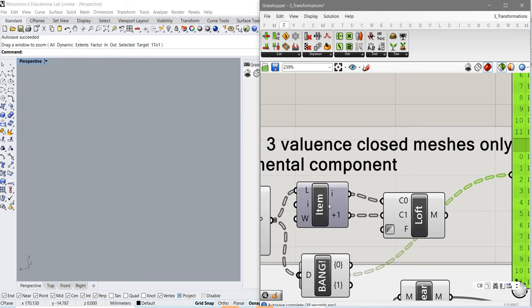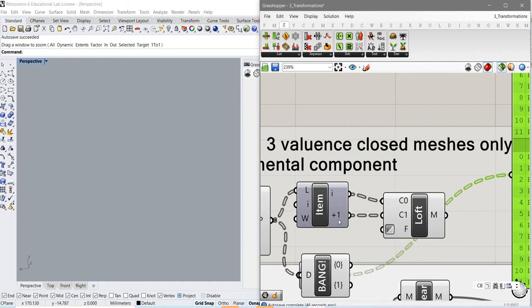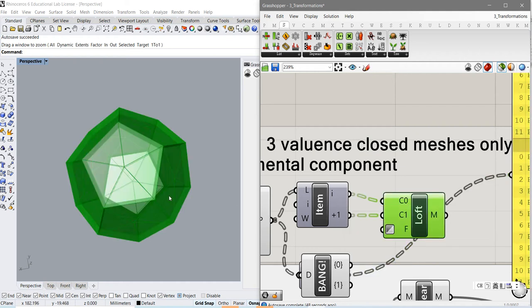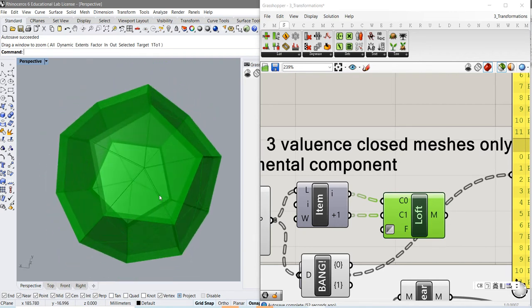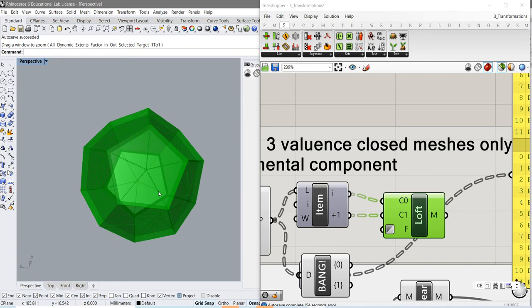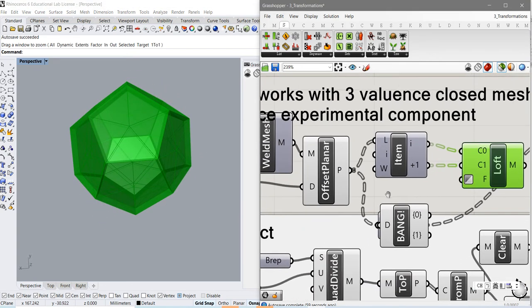So with this, we can take the inside polygon and also the outside one, and then make a loft of them. So in this way, we create all these panels as pentagonal panels.